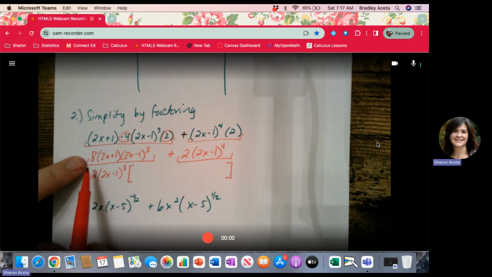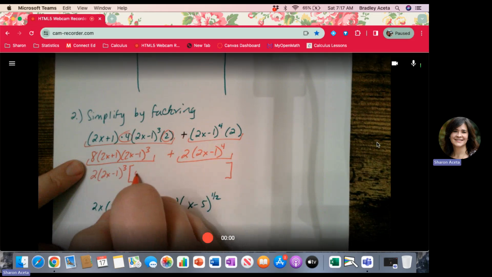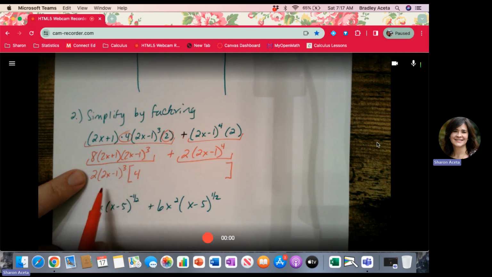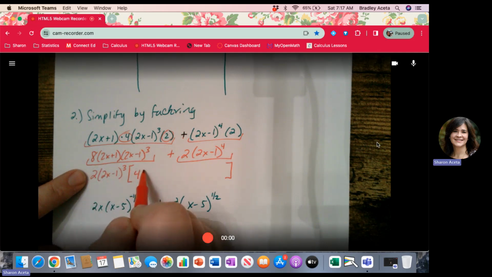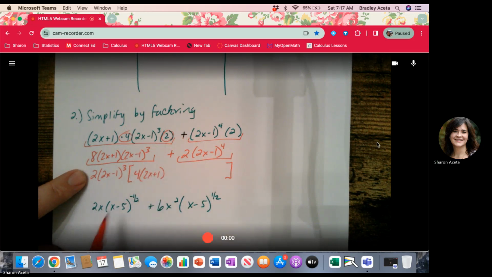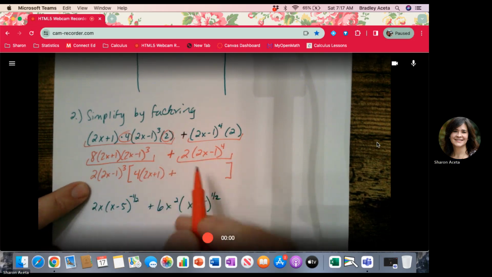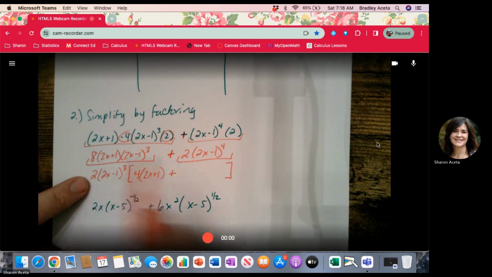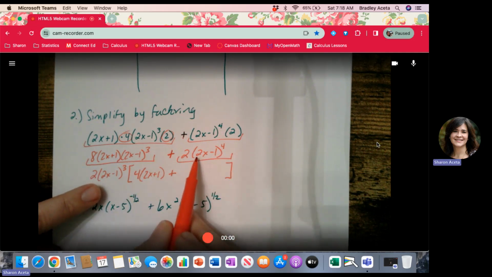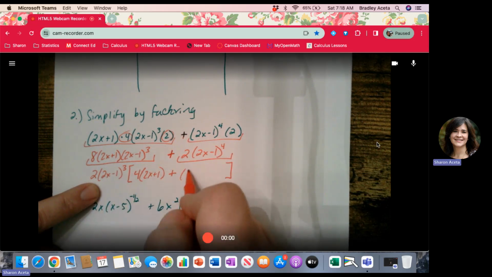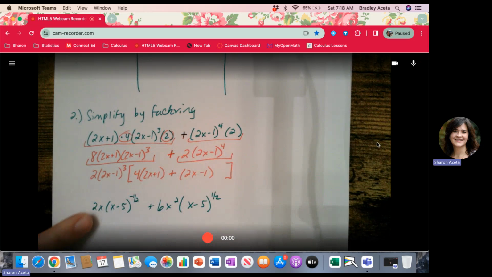So let's see what we would have. If I divide 2 out of 8, I have 4. If I take the 2x minus 1 to the third from a 2x minus 1 to the third, those cancel, but I still have this quantity, 2x plus 1. Now I'm going to go over to this group, and I have to put my plus. 2 divided by 2 goes away. And then 2x minus 1 to the fourth, but I'm taking out 2x minus 1 to the third, so I have 2x minus 1 left over.